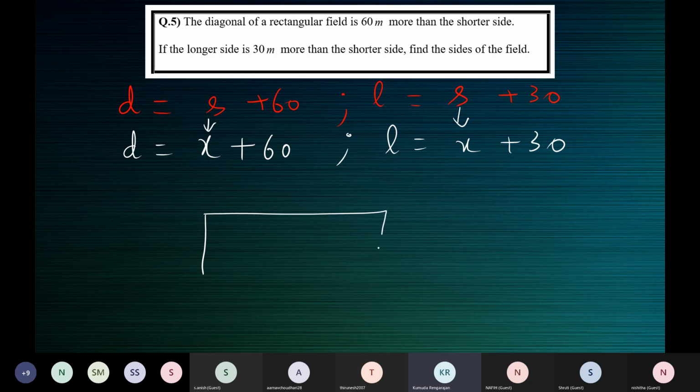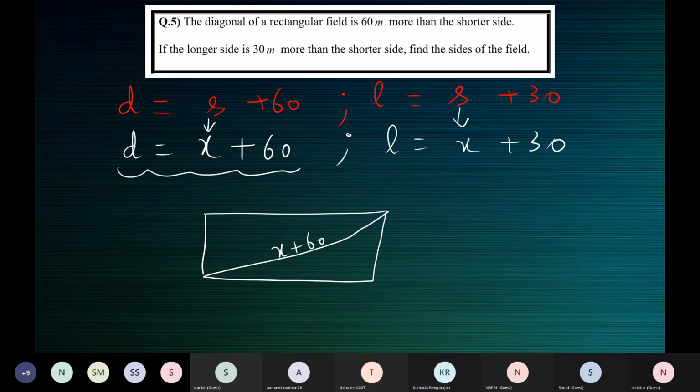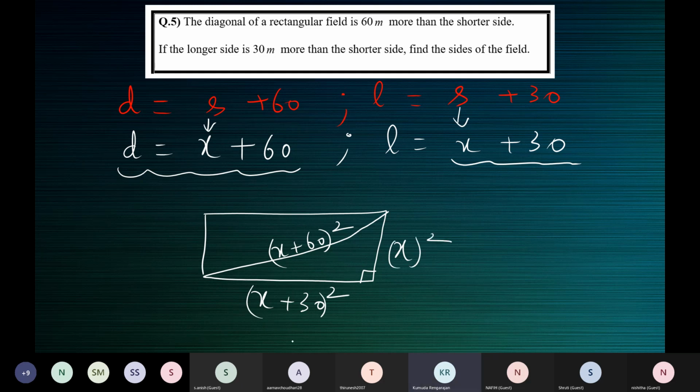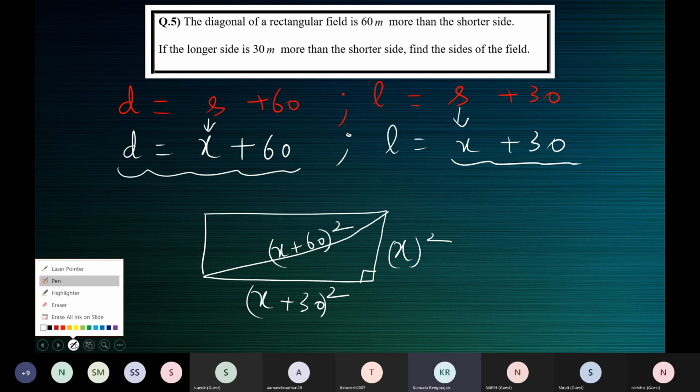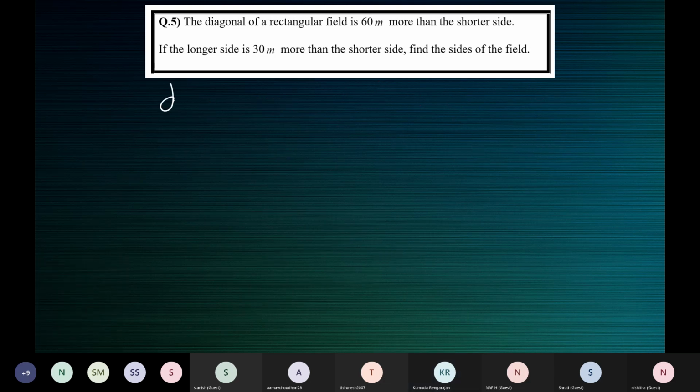Implement this in the figure. Diagonal is x plus 60. Longer side is x plus 30. The shorter side is x. X plus 60 the whole square is equal to x plus 30 the whole square plus x squared. Because of Pythagoras theorem. So you can also do this. Diagonal is equal to, longer side is equal to.